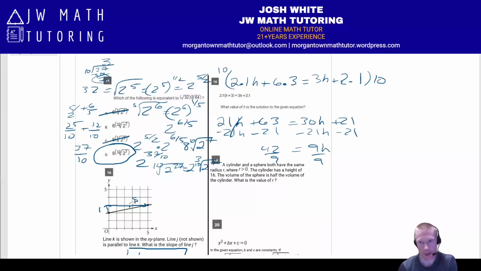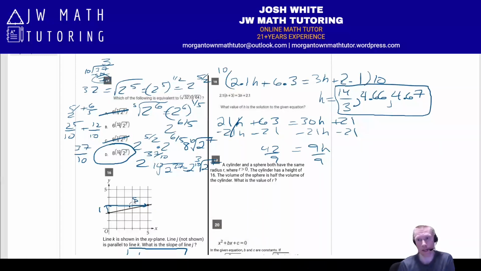So your acceptable answer choices here are going to be 14 over 3. Basically, you can reduce the top and the bottom each by 3. Or you can put the numerical decimal equivalent, which would be 4.66 if you truncate the decimal. If you round it, you could put 4.67. So any of these three options would be acceptable, but this is the correct answer or solution to this problem.